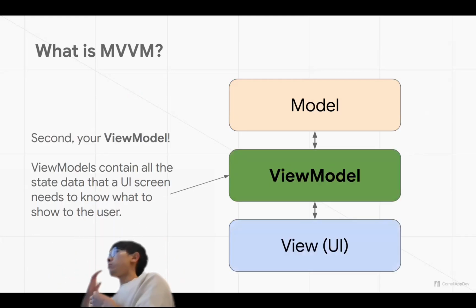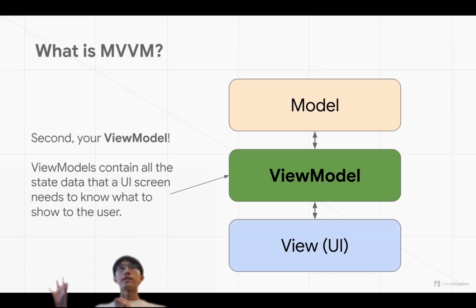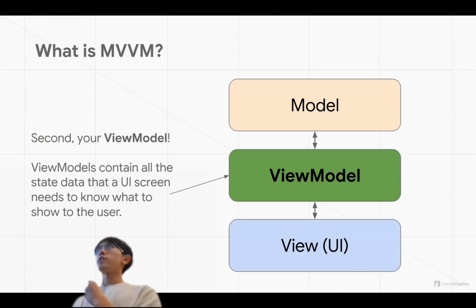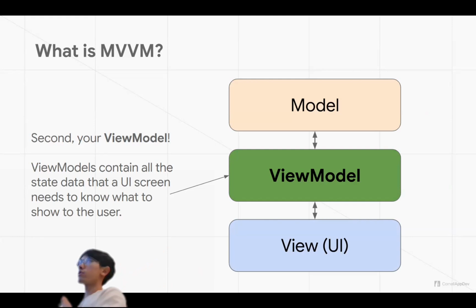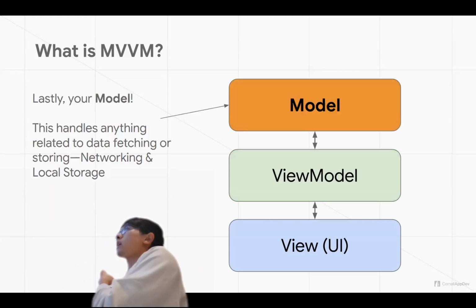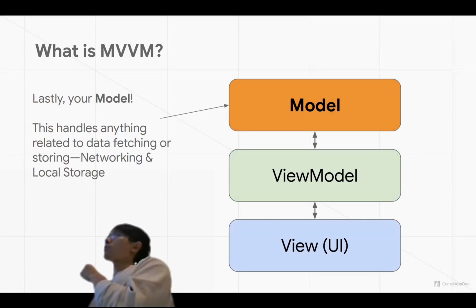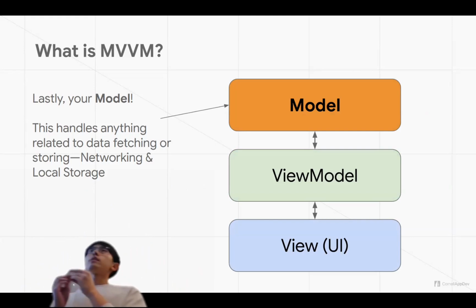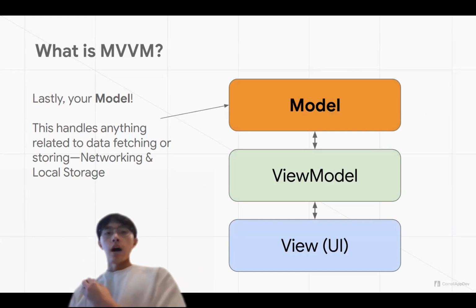Second, the layer above the view is the view model. The view models contain all of the state data and handle state data very elegantly that a screen might want to know in order to show the right stuff to the user. So we'll go over what that means in a second. And finally, your model will handle stuff like networking and local storage, which starts going into how to make the actual networking calls to reach a backend server, for example.